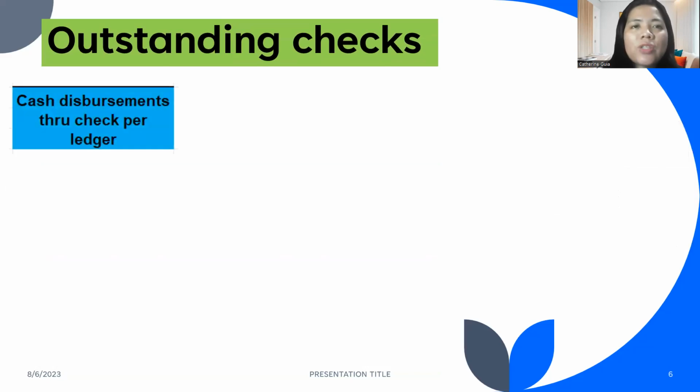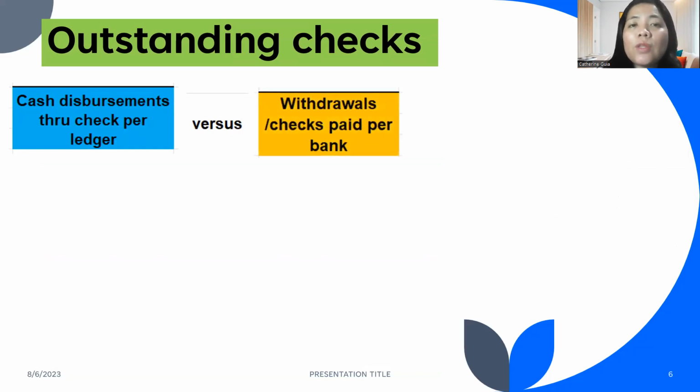Next is the outstanding checks. Similar with our deposit in transit, we have to compare two items. We have the cash disbursements through check per ledger versus the withdrawals column, or the checks paid per bank. If our cash disbursement is the same as the withdrawals or checks paid per bank, then there's no outstanding check. The assumption here is that the cash disbursements only pertain to disbursement through check per ledger, and the withdrawals pertain to the checks paid per bank.